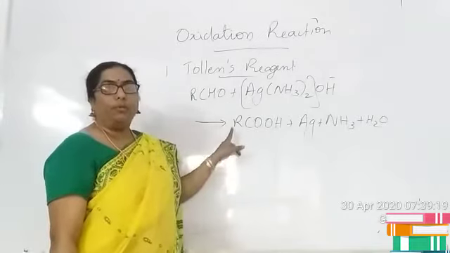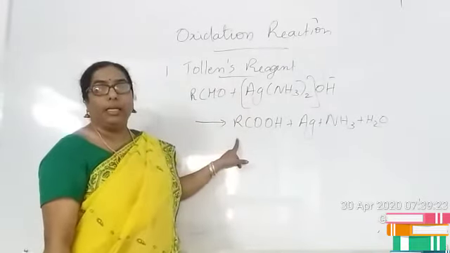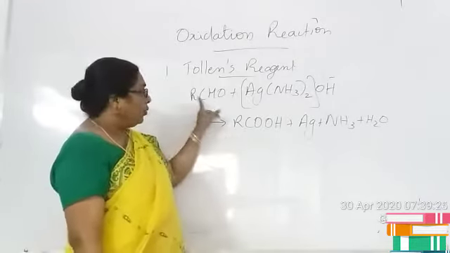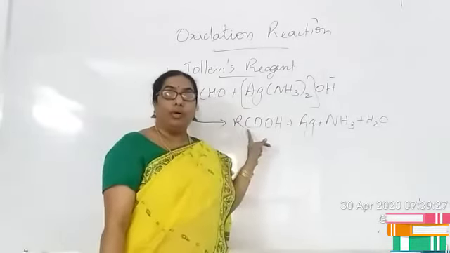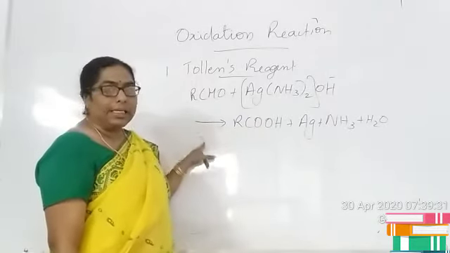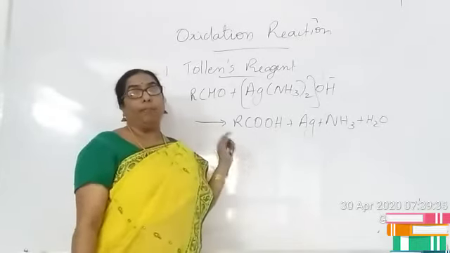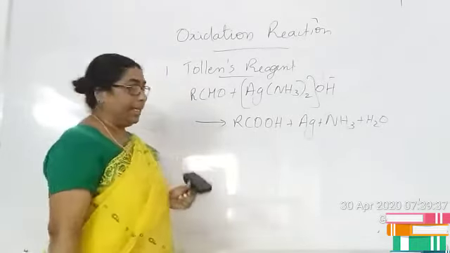Due to the formation of the silver mirror, it is also termed as the silver mirror test. Okay, so this is the first oxidation reaction of aldehydes. On the other hand, we can see that ketones, due to their less reactive nature, are not able to undergo oxidation in the presence of Tollens reagent.